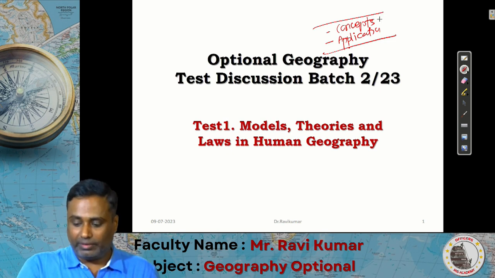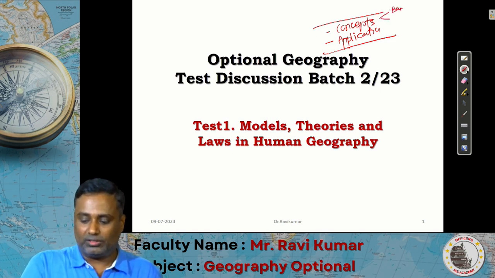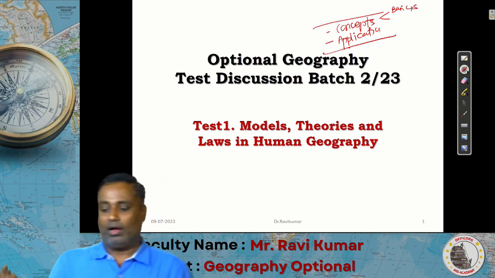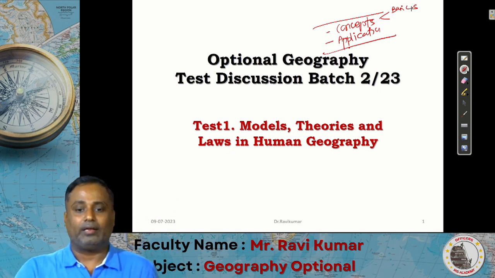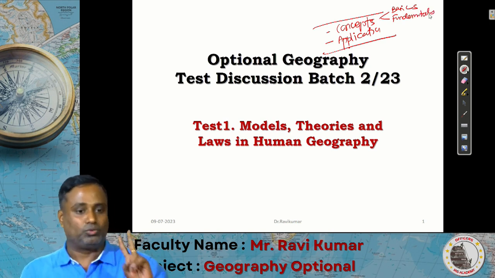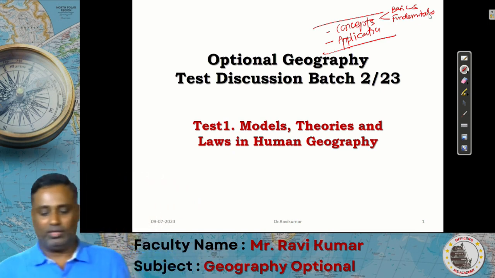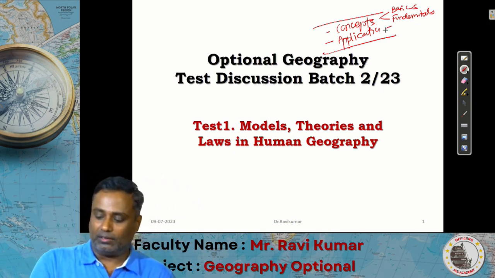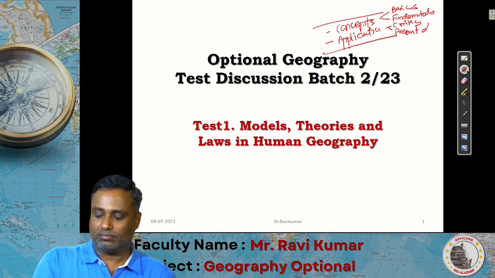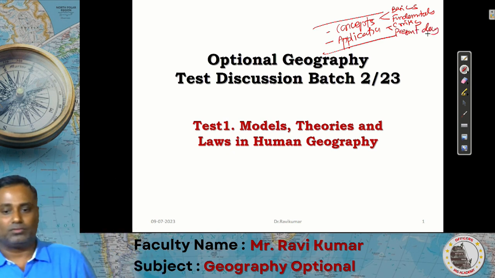In the concepts, we can go further into one, the basics of the theory, the base of the theory, what the author is saying, and another one, from where it has evolved. That's called fundamentals. So the concept has two areas: one is fundamental, another is the basics, right? And the application we can say has two components. One is critics. Another is the present day relevance.